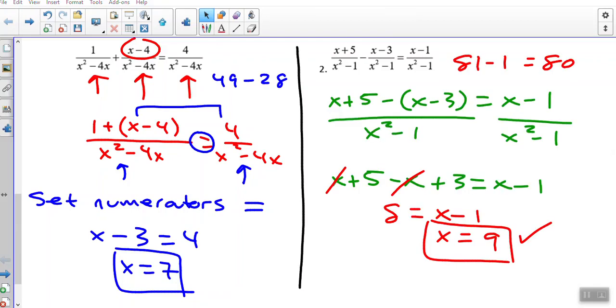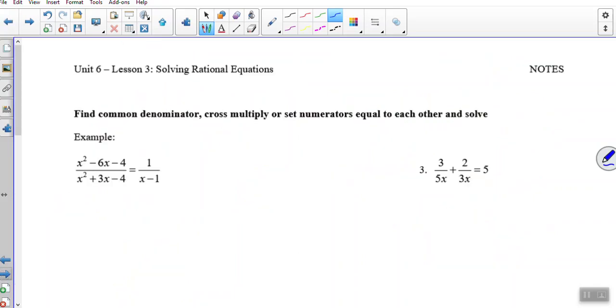Alright, let's look at this one. Our numerator ends up being x plus 5 minus x minus 3. Make sure you distribute that negative. You should get a plus 3 here. All of that equals x minus 1. Solve for x. Check your answer. Everything looks good. Let's look at the last type.